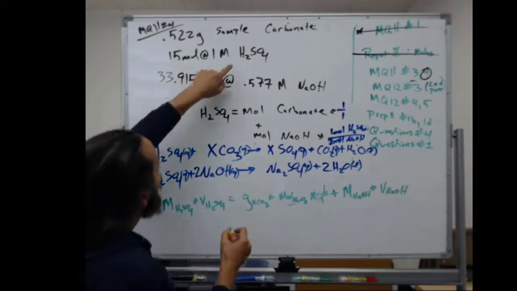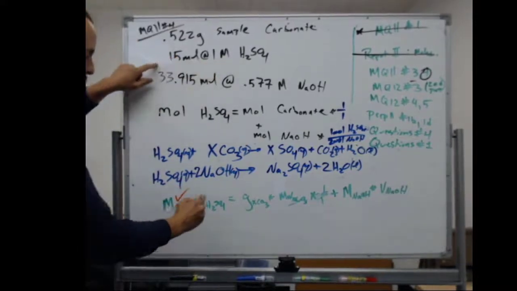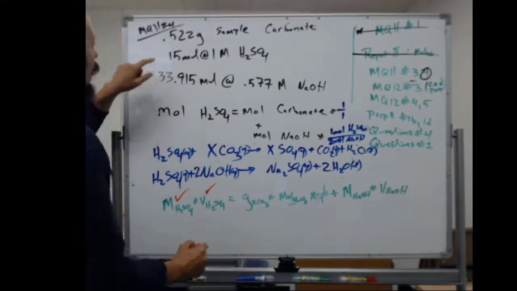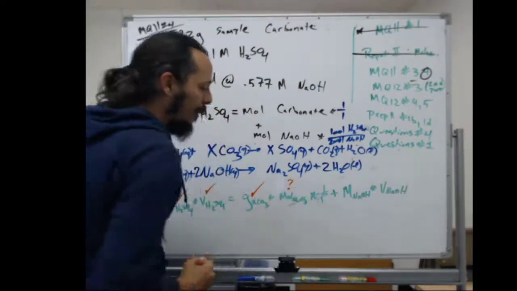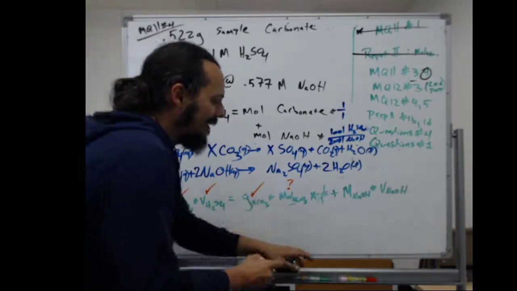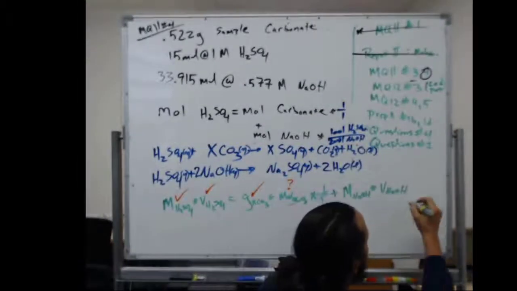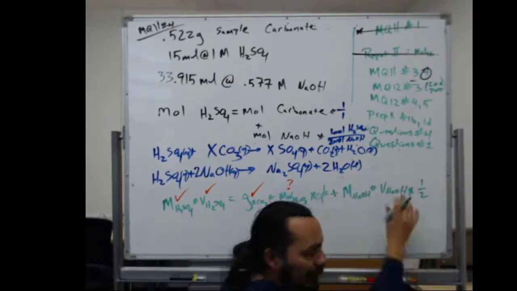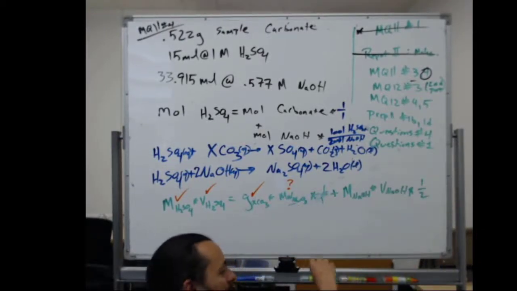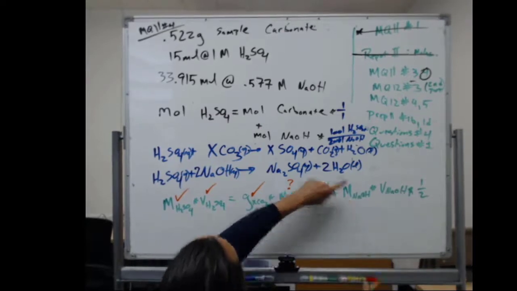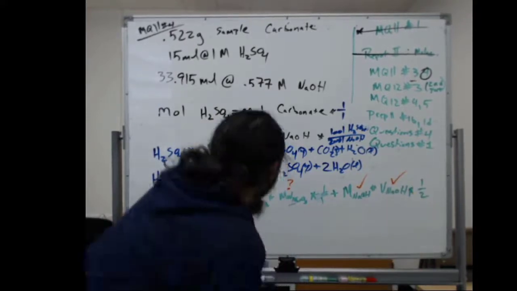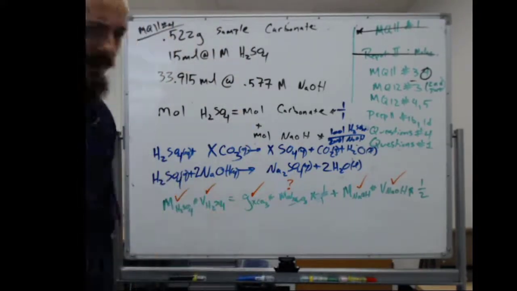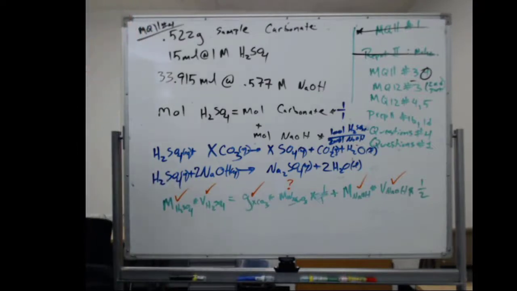we can go through and say, okay, molarity of sulfuric acid, I've got that. Volume of sulfuric acid, I've got that. Grams of sample, I've got that. Molecular weight of carbonate, I don't got that. That's what we're trying to find. 1-to-1 ratio, and y'all need to yell at me when I do this. 1-to-2 ratio. Don't forget the 1-to-2 ratio or it's going to get ruined. Molarity of NaOH, we've got that. Volume of NaOH, we've got that. So in this equation, there's only one thing we don't know. The molecular weight of the unknown carbonate.